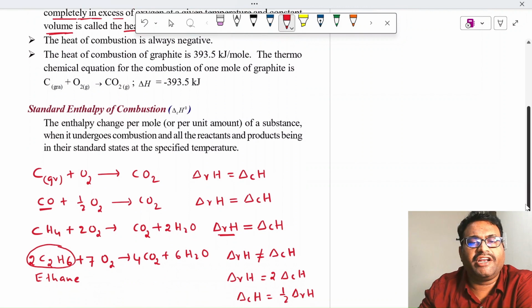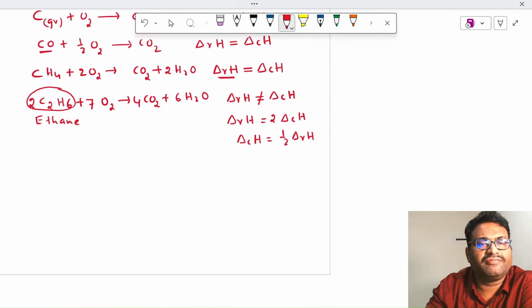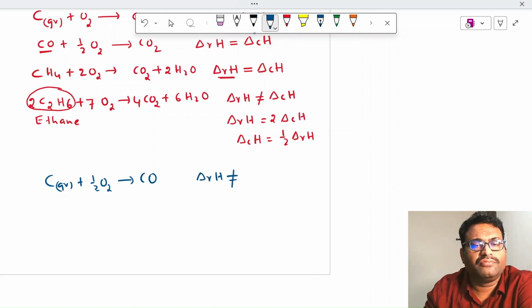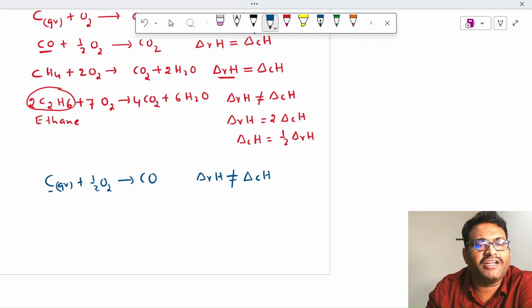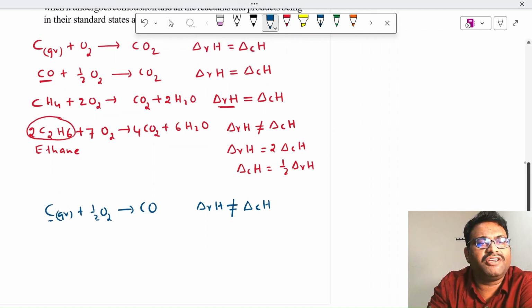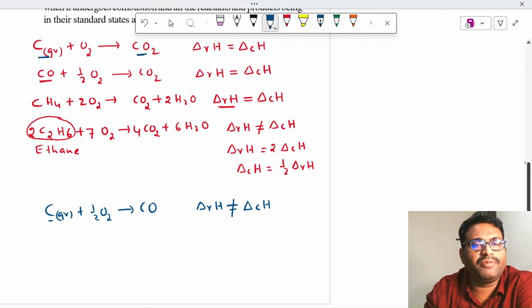Right? Again, now the question arises here like this. C graphite plus half O2 gives rise to CO. This is enthalpy of reaction. Can this be enthalpy of combustion? No. It cannot be enthalpy of combustion. Why? Because this carbon is not completely combusted. If this carbon is completely combusted, what will be the product? The product formed will be carbon dioxide. Now here you can see the product formed will be carbon dioxide. Understood?